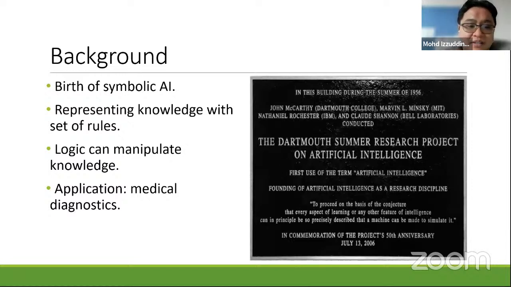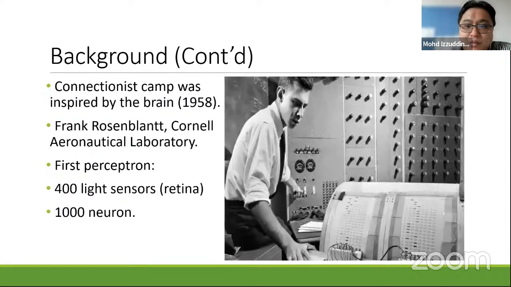The application of this is medical diagnosis. You can diagnose diseases through the symptoms, and then come up with a tentative diagnosis. So basically, this was the background.